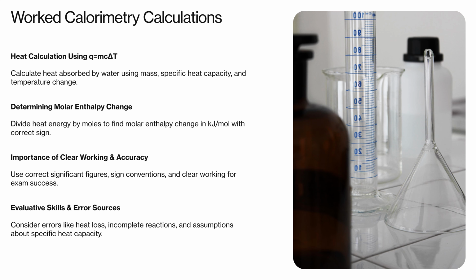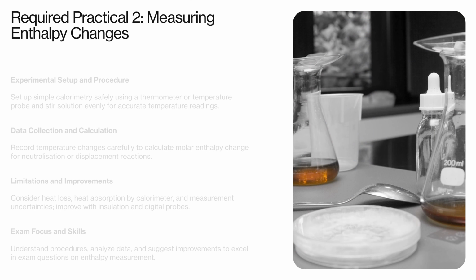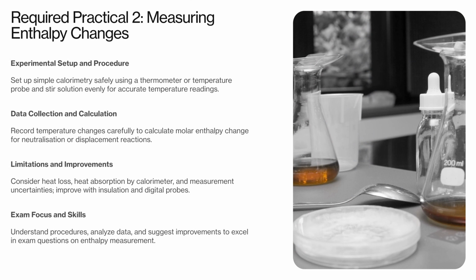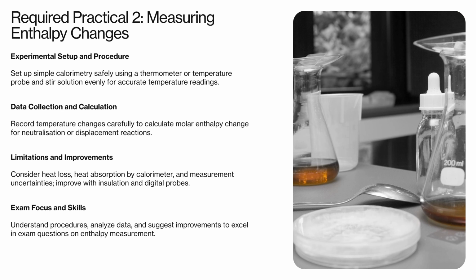To find the molar enthalpy change, this value is divided by the number of moles reacting. ΔH equals minus 4180 divided by 0.10, which is equal to minus 41,800 J mol⁻¹, or minus 41.8 kJ mol⁻¹. Key practical skills include using a thermometer or temperature probe correctly, stirring the solution to ensure even heat distribution, and identifying the maximum or minimum temperature reached.